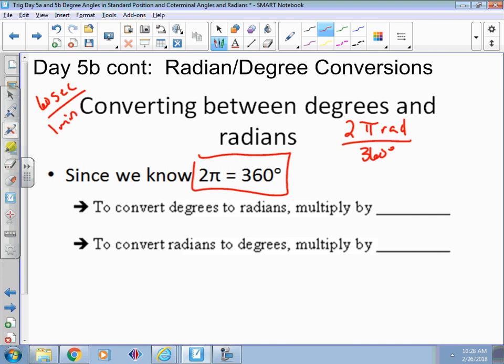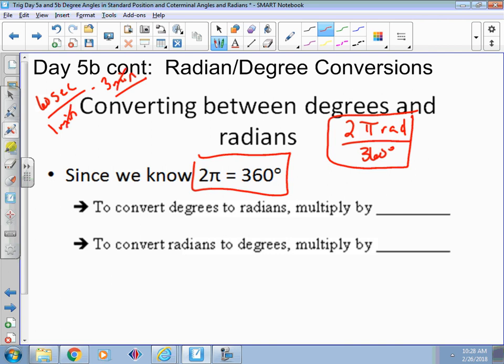And I can convert things that are in minutes. So if I have 3 minutes, how many seconds is that? Well, I can multiply that by the conversion. Every 60 seconds is 1 minute. Similarly, every 2 pi radians is 360 degrees.